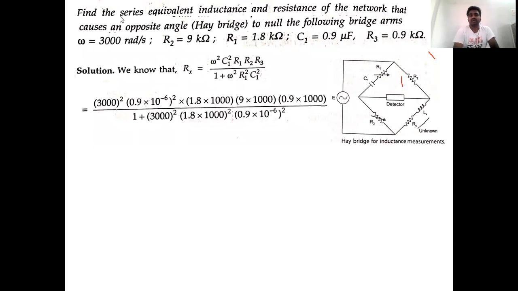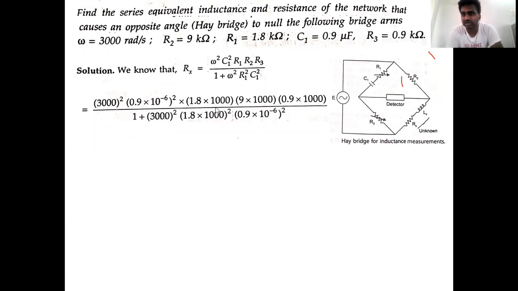What is the value of omega? Omega is 3000. And what is the value of R1? R1 is nothing but 1.8, 1.8 into 1000 whole square into C1. What is the value of C1? 0.9 microfarad whole square. And substitute the parameters. Solve numerator with respect to denominator.